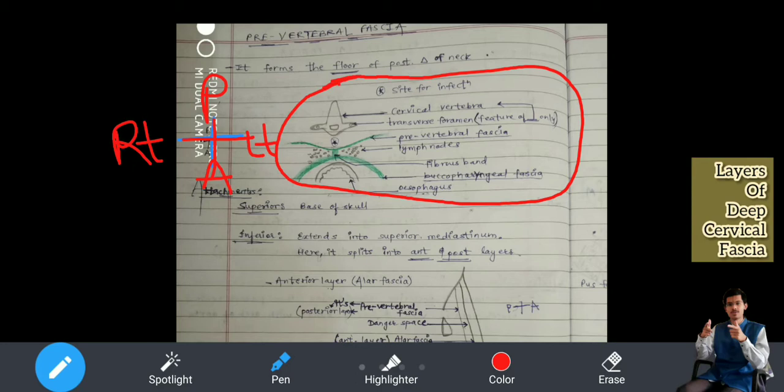Now if you see, this is the vertebrae. I have written here, cervical vertebrae. I will highlight it in red. It is cervical vertebrae. Okay, this is the transverse foramen. Now I will highlight in green. That is the prevertebral fascia. Can you see the upper green line which you can see? It is the prevertebral fascia.